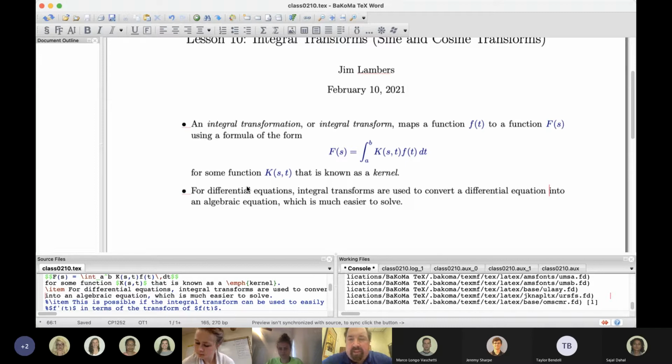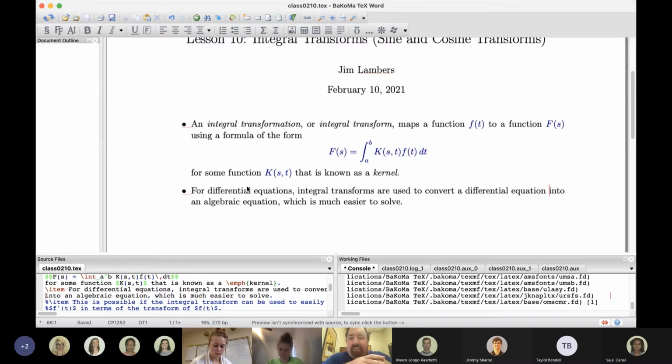You may remember, depending on where you had your first ordinary differential equations class, Math 285 here, one of the topics we cover is the Laplace transform.